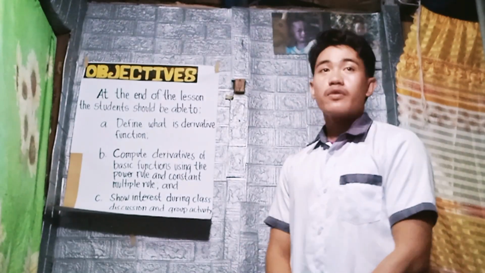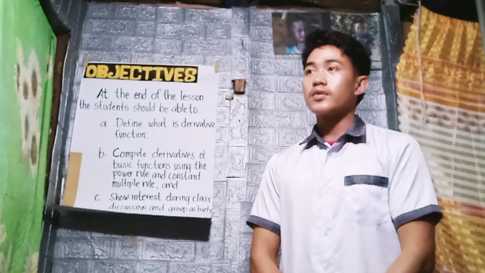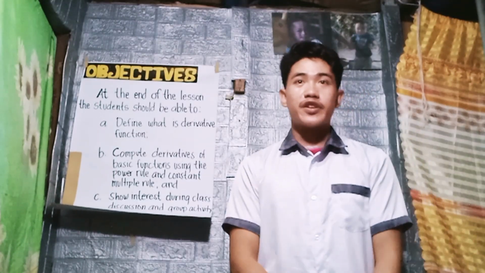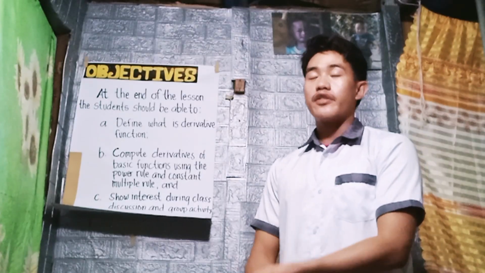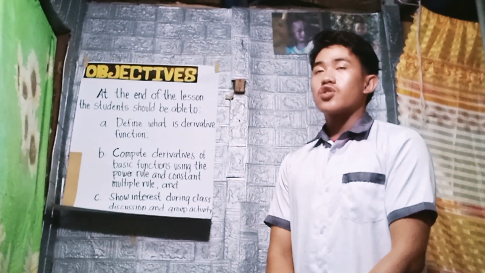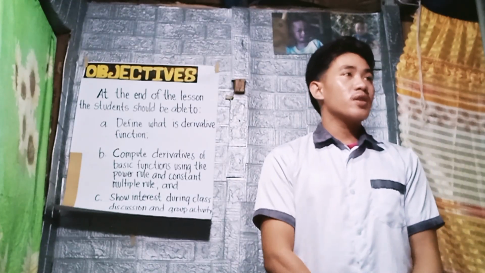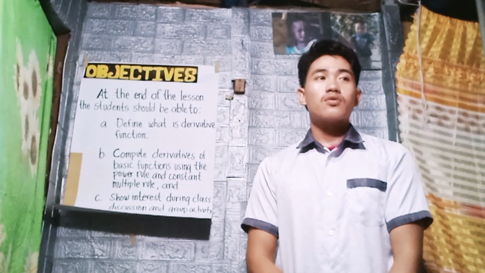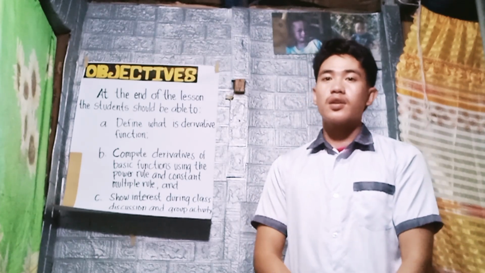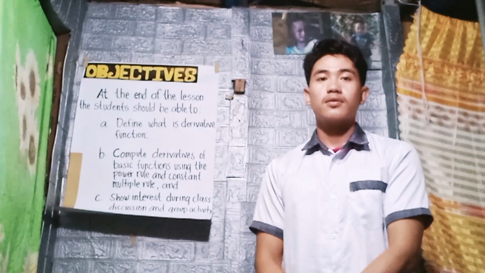Okay, class. But before we start our discussion, let's have an activity first. Our activity is called Arrange and Pace Me. So you will be divided into 2 groups. Each group will be provided jumbled letters. So count 1 to 2, class. Okay, so 2 is the last number. So go to your respective groups now.